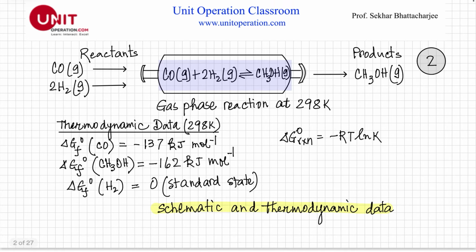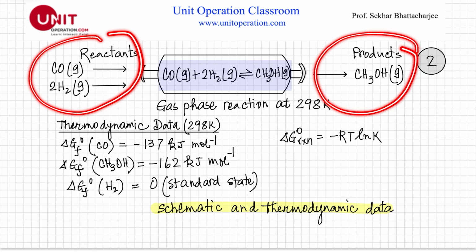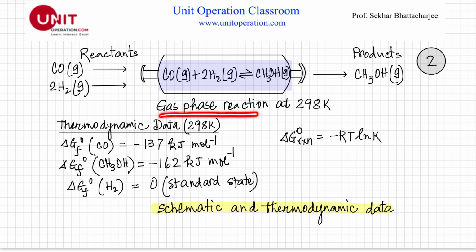Here is a schematic and the thermodynamic data for this problem. Let's say this is my reactor. We'll make an ideal gas assumption. The reactants are entering here, and the product methanol is coming out from here. This is a gas phase reaction at 298 K. The Gibbs energies of formation of carbon monoxide and methanol are given, and the Gibbs energy of formation of hydrogen and any other permanent gases like nitrogen, oxygen, etc. are assumed to be zero at standard state.